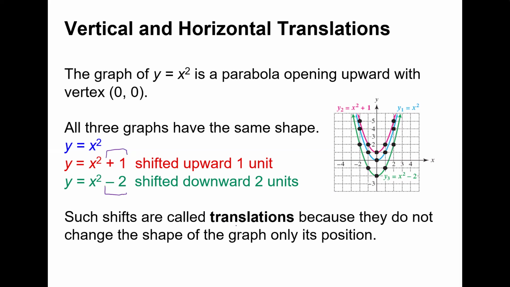And these shifts are called translations because they do not change the shape of the graph, only its position on the graph. So we're translating it up or down when we add or subtract after the function. That's our function, and we either added or subtracted, so we either went up or we went down.